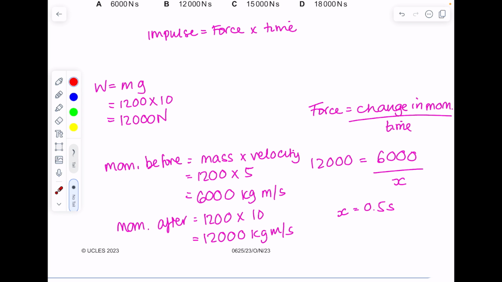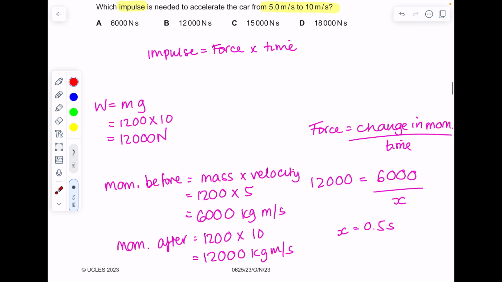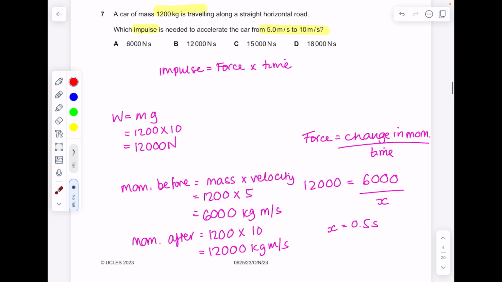Next up, in order to find time, we need to use this equation, which is force equals change in momentum over time. How do we find the change in momentum? Well, we need to find the momentum before using the equation mass times velocity. We know the mass was 1200 kg. The initial velocity was 5, so the momentum before is 6,000.